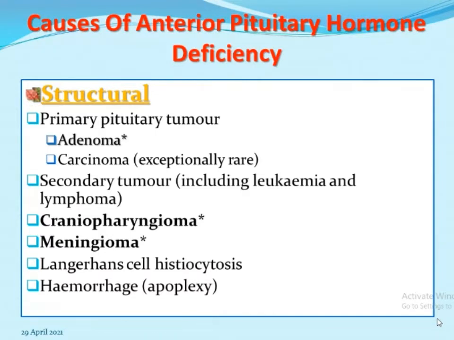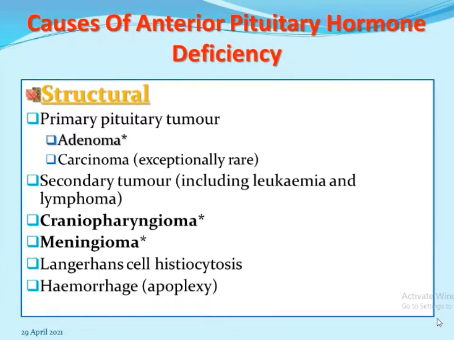Craniopharyngioma is common, especially in children, and meningioma. So these disorders, although in general they are rare, are the common ones in this rare disease. Do you get the point? And also meningioma and Langerhans cell histiocytosis and hemorrhage.